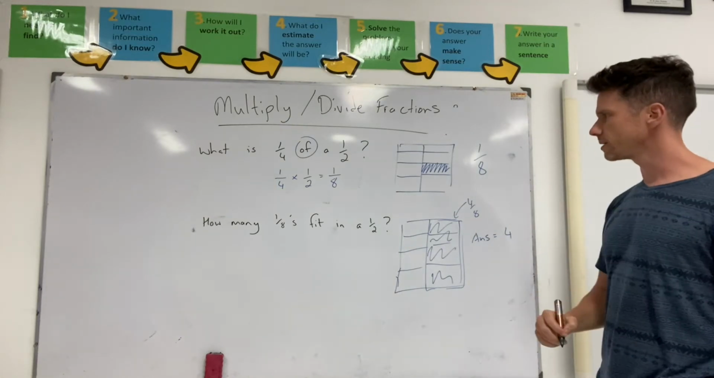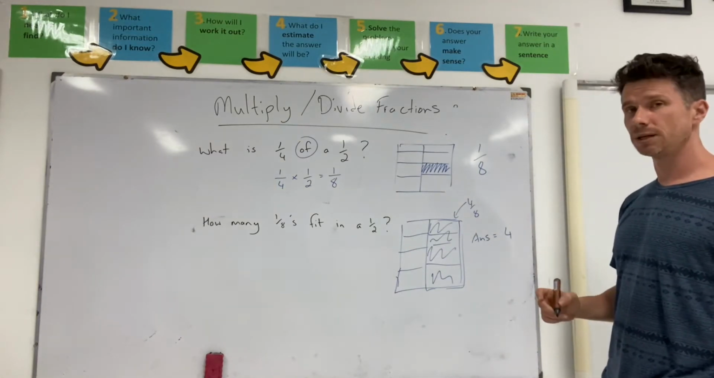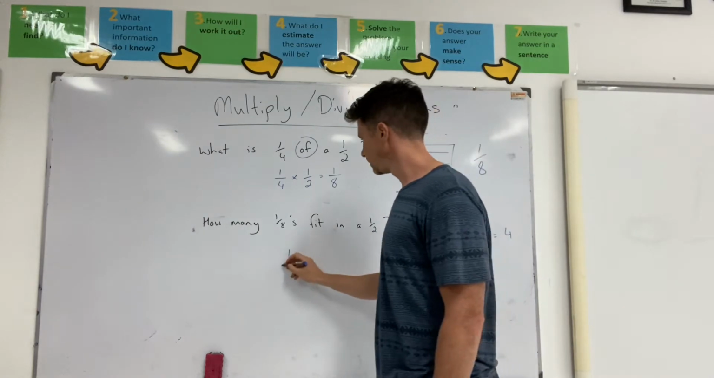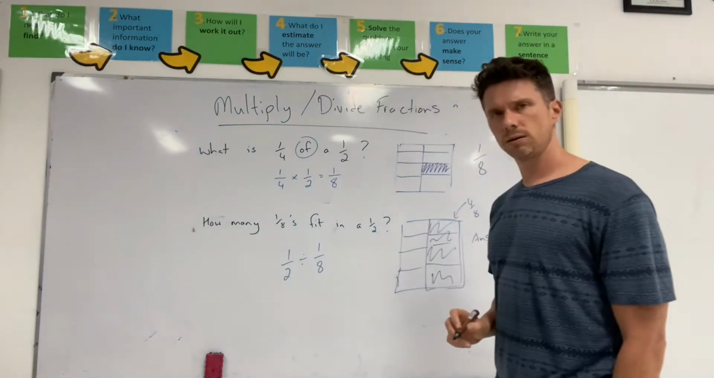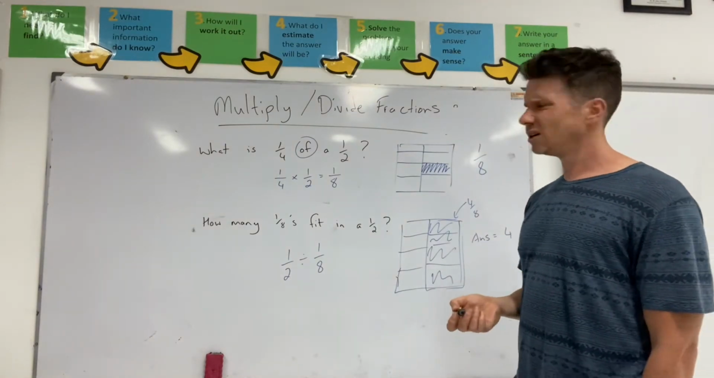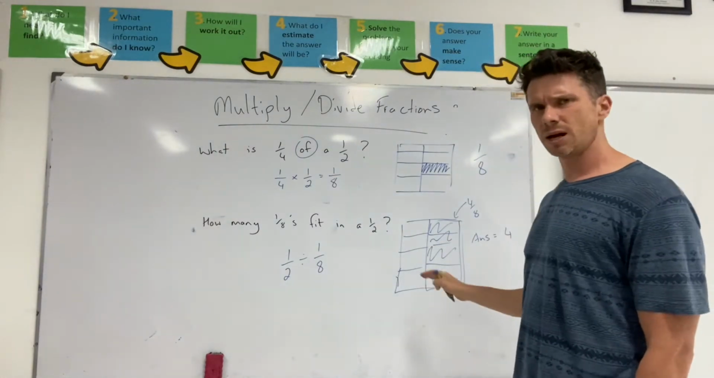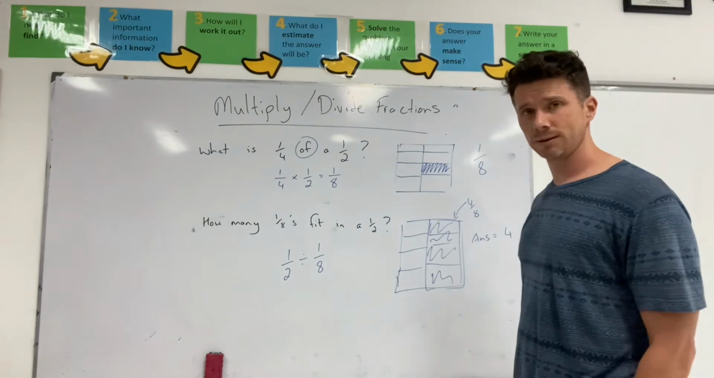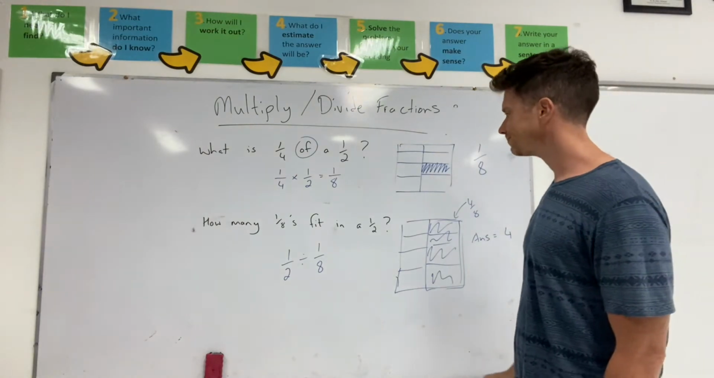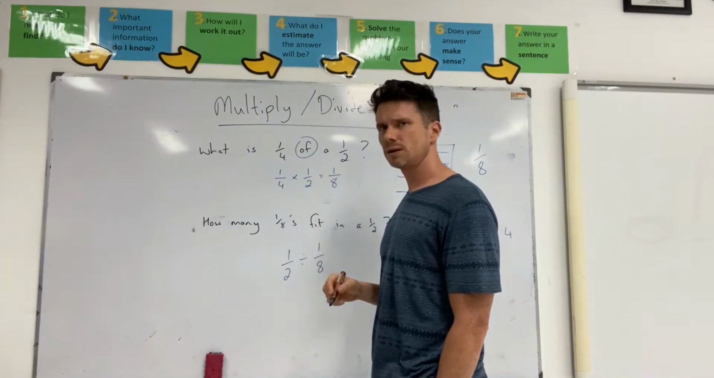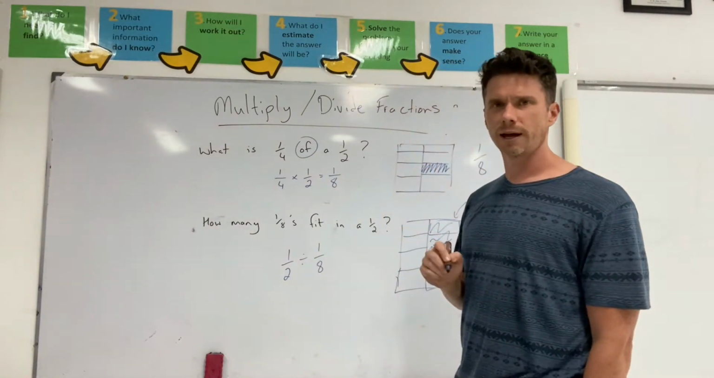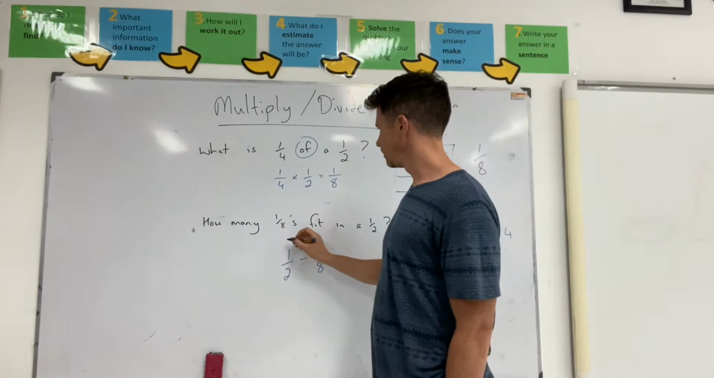How would I write that mathematically? That would be 1/2 divided by 1/8. So how do I do it a bit like this? Is there a magic method? Of course there is. Maths is magic. Remember Kentucky Fried Chicken. But I'm going to spell it wrong.